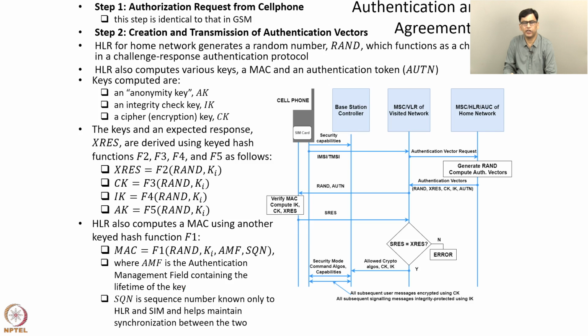So an attacker cannot take a MAC from an old message and replay it in place of the MAC in the current message, because the sequence number changes from message to message. Later on we'll see how the SIM card checks the sequence number in the message. It ensures that the sequence number is not an old sequence number which is reused.